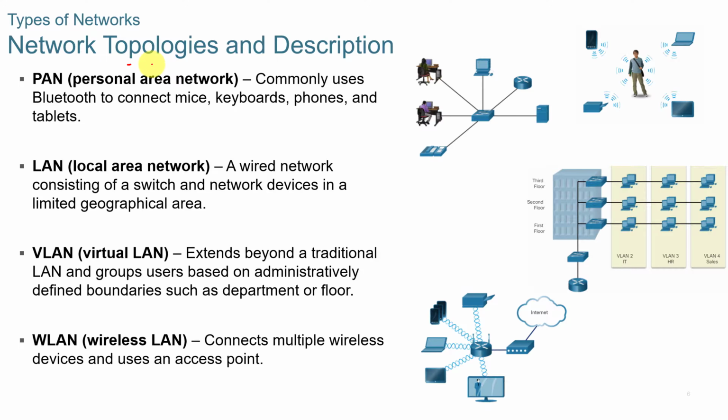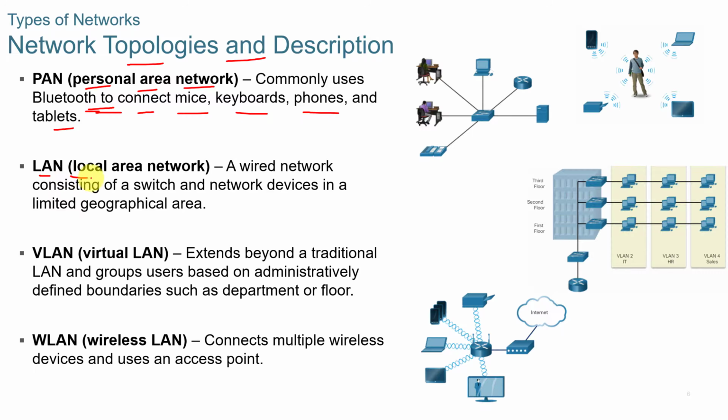When we're talking about topologies and their descriptions, some of the most common topologies that you'll be working with, the first one is PAN, Personal Area Network. Bluetooth is a common personal area network at the recording of this video. It connects mice, keyboards, phones, tablets, earbuds, different types of devices. It allows you to connect to wireless speakers. There's all different sorts of connections that it can make, but usually very short range, with a very limited number of devices making up the personal area network.